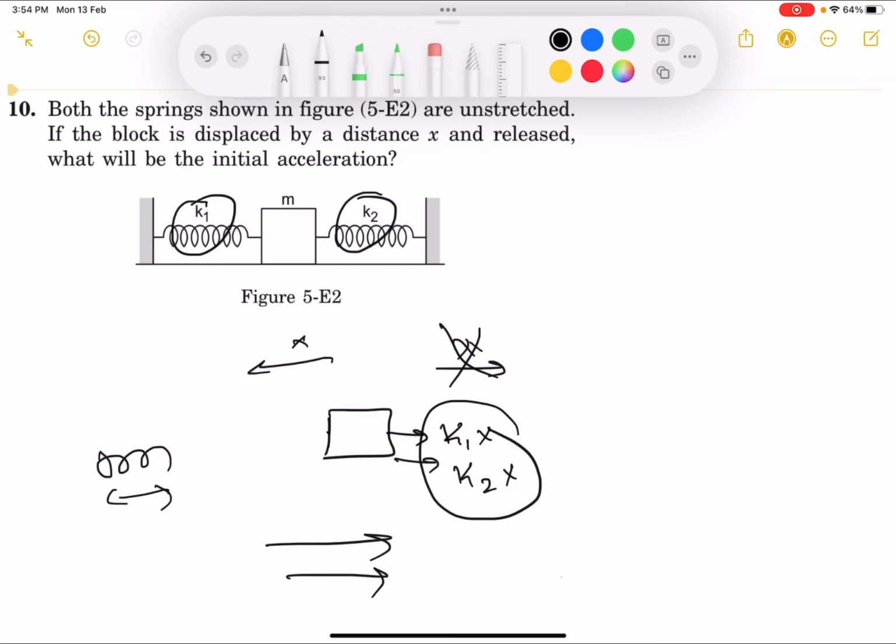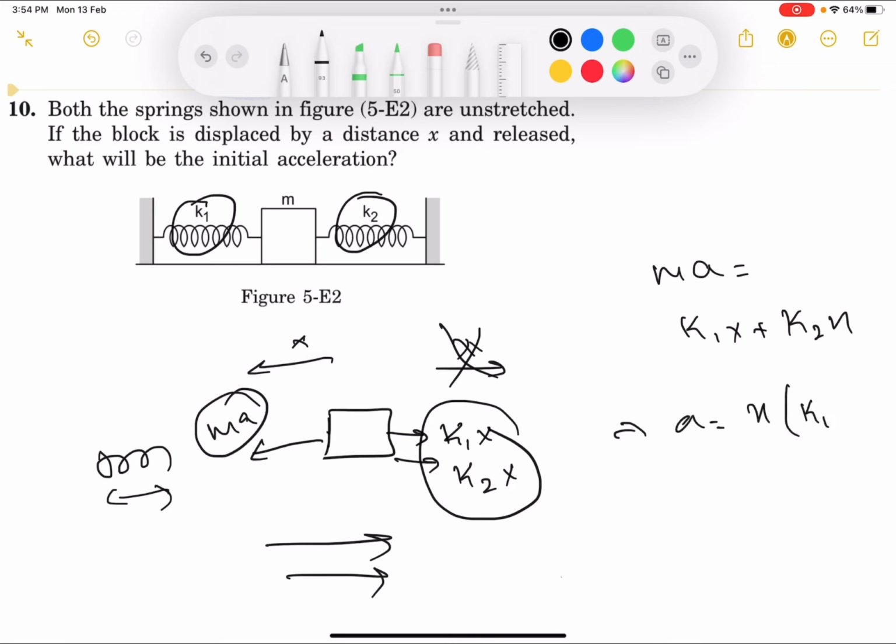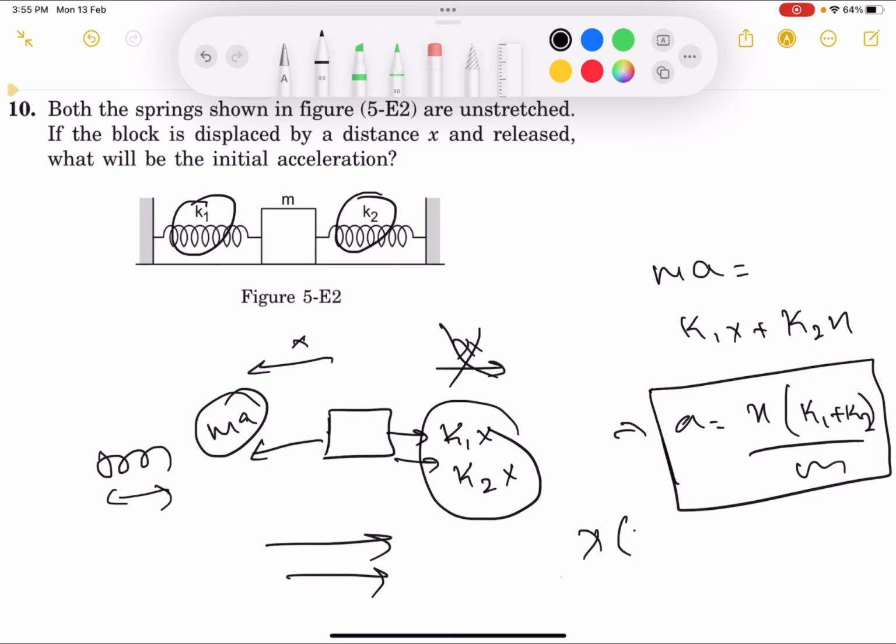Now, if you calculate or say that this direction, you will have your MA to balance it out. So MA will be equal to k1x plus k2x, which implies that A is equal to x common, k1 plus k2 divided by m. So the overall acceleration will be x into k1 plus k2 divided by m meter per second square, and this is the final answer for the solution.